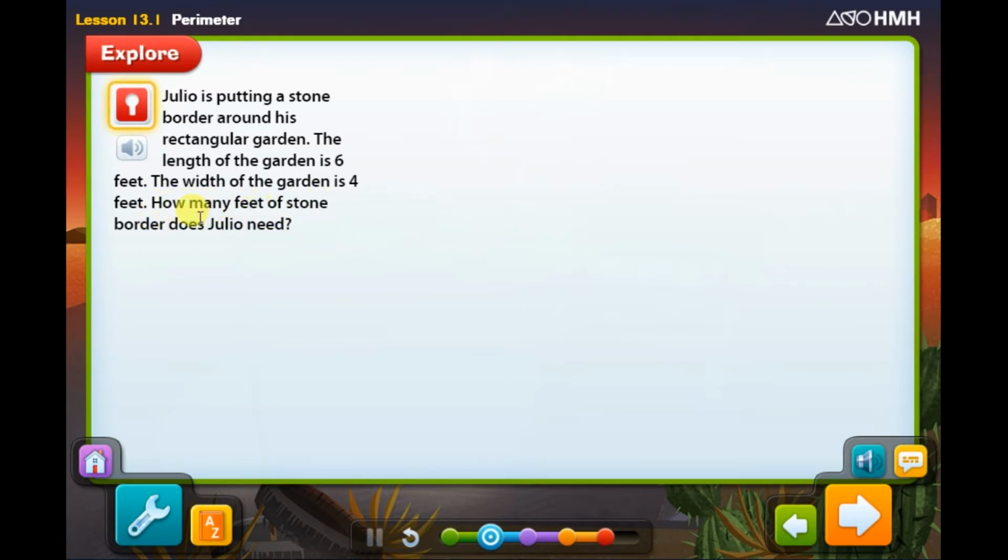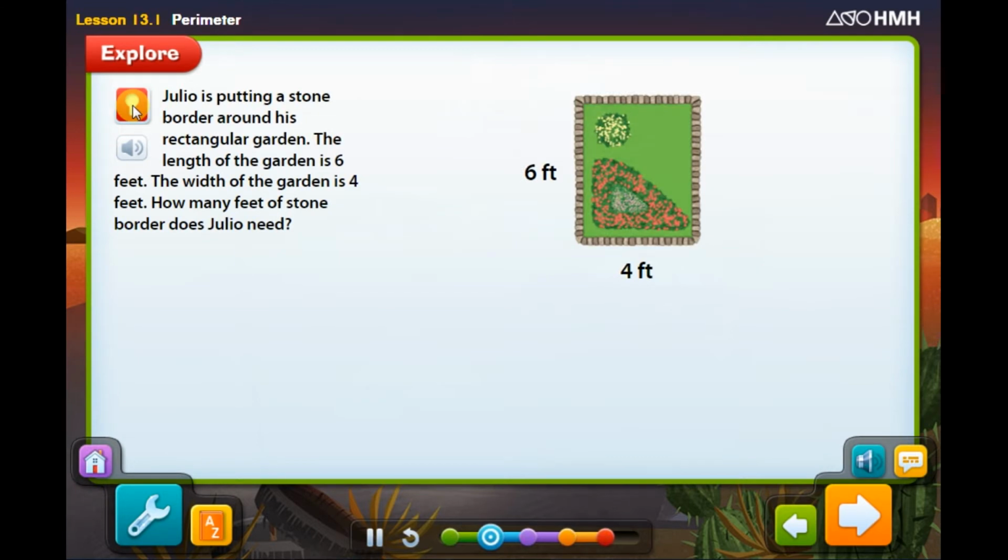In this case, he wants to know the length of the stone border that he needs. This means all the distance around the shape, which is a rectangle, and this means he wants the perimeter of the rectangular garden. So let's unlock this problem and see how we can find the perimeter. A perimeter is the distance around a shape. To find how many feet of stone border Julio needs, find the perimeter of the garden. The shape of the garden is a rectangle. One way to find the perimeter of a rectangle is to use addition. Let's add up all the sides to find the perimeter.